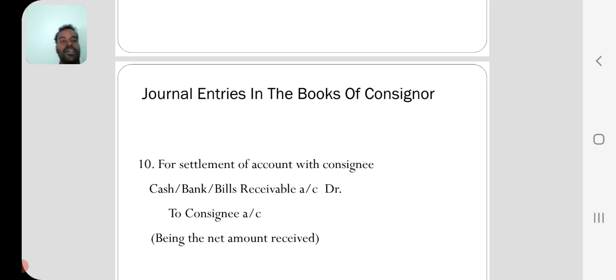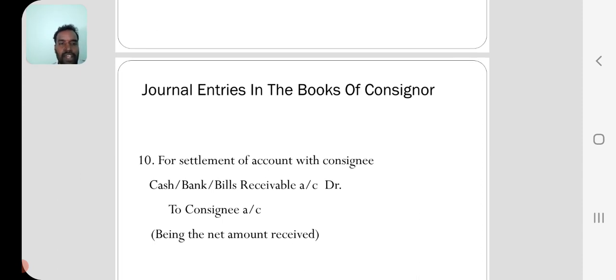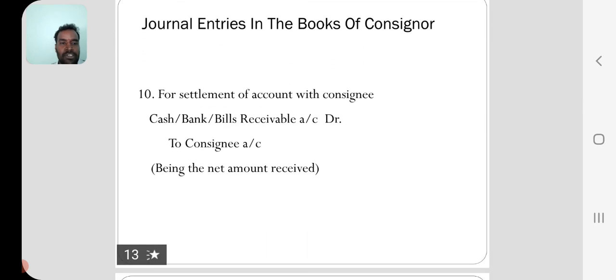For settlement of account with consignee, cash, bank, bills receivable account debit to consignee. So cash account debit side, or bank or bills, whatever may be on the debit side, we have to mention "to consignee" and the amount will be written. In consignee account credit side, "by cash, bank, bills receivable" etc. will be mentioned.